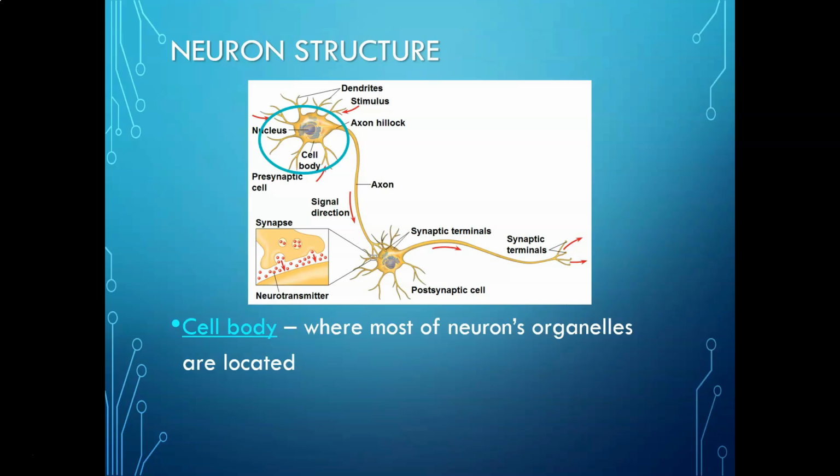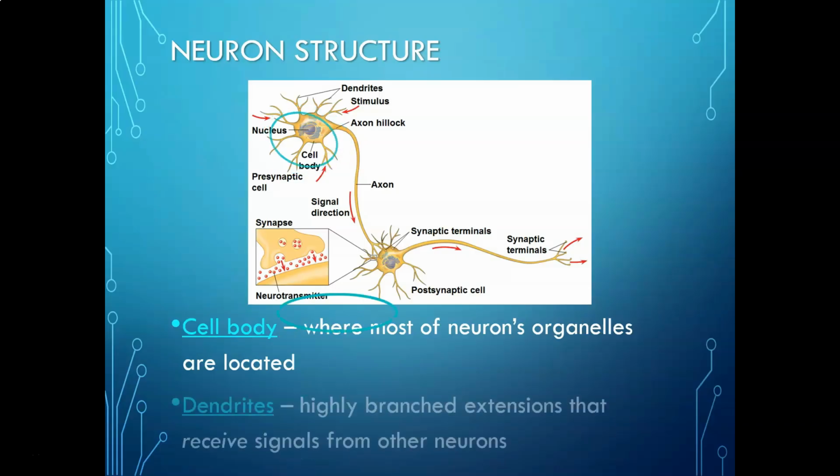Regardless of where it's located, though, that cell body is where most of your neuron's organelles are located. So your nucleus, your ribosomes, your Golgi, your ER, the mitochondria, the whole nine yards. All of that stuff that is typically what we would associate with the internal structures and organelles of a cell, that's located here in our cell body.